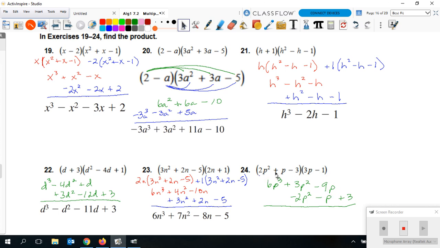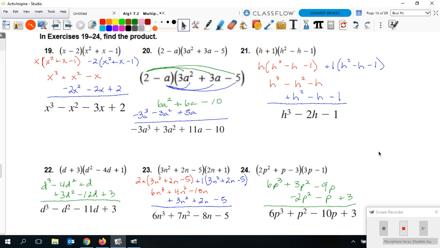Negative 1 times all of these will just change the signs. It'll be a negative 2p squared. I'll line that up with the p squareds. This becomes negative p going underneath negative 9p. This becomes positive 3 there at the end. So our answer here, as you can see, the 6p to the third comes down. You're going to subtract this. That's going to be a positive p squared. You're going to add these two that are the same sign for a negative 10p. And then the 3 comes down there at the end.